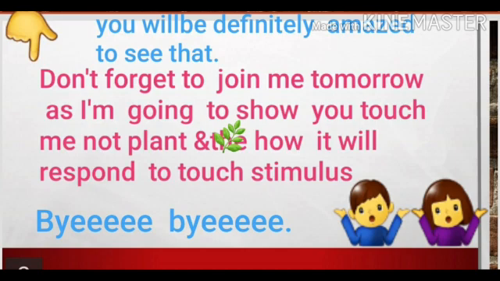Don't forget to join me tomorrow, dear students, as I'm going to show the touch-me-not plant and how it will respond to touch stimulus. You will definitely be amazed to see it.